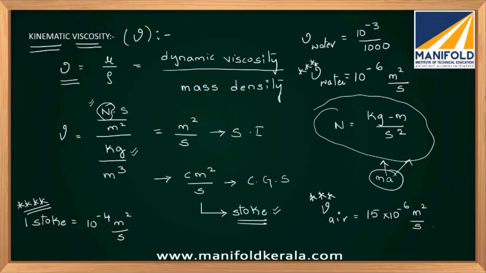So these are the two standard things, where dynamic viscosity of water was 10 power minus 3 Newton second per meter square or Pascal second. Dynamic viscosity of air is 15 into 10 power minus 6 Newton second per meter square. Taking that into consideration, I have finally got this as the value. Any doubts here? Right.